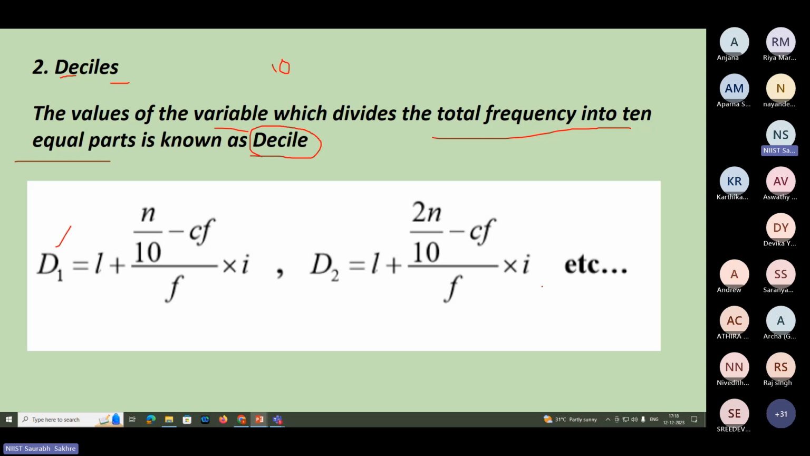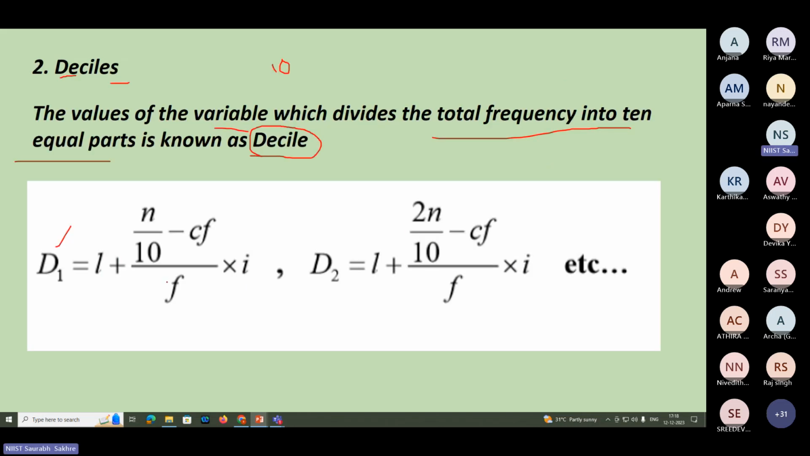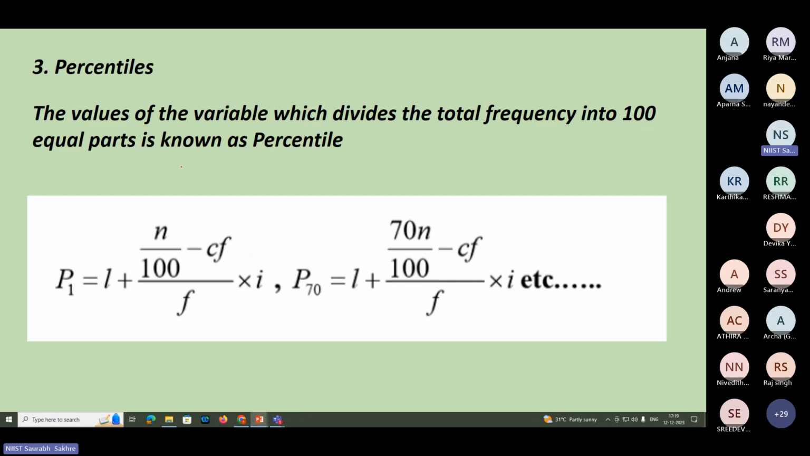Now I want you to observe one thing. The formulas are more or less the same. When I'm doing quartiles, I use n by 4 because I'm dividing into 4 parts. When I'm doing deciles, I divide by 10 because it is a decile. So, 10.